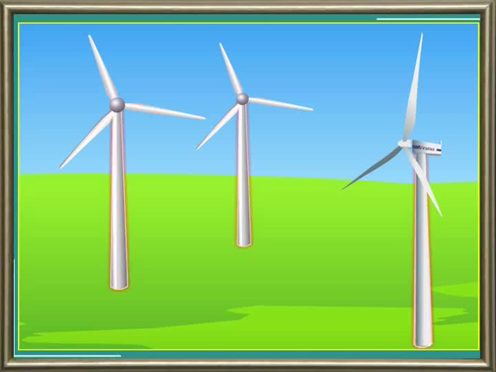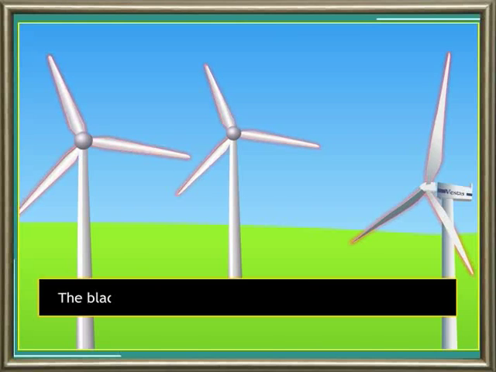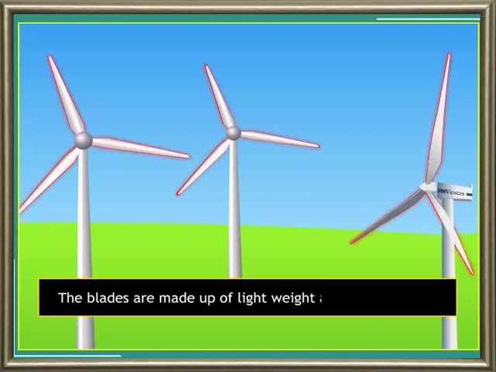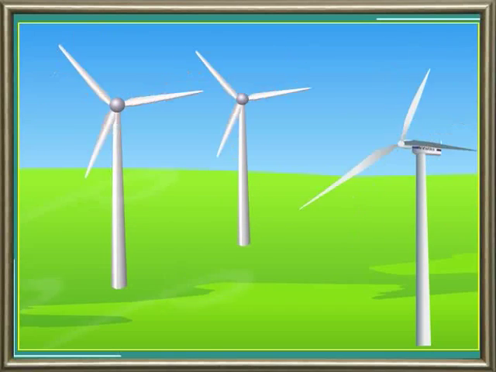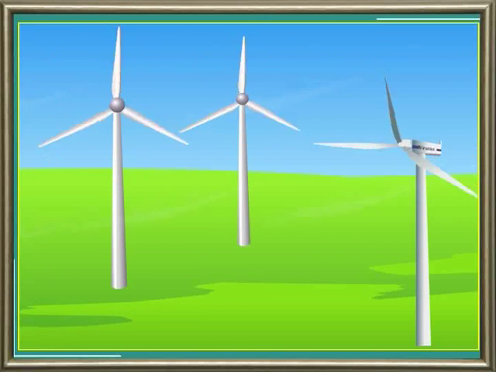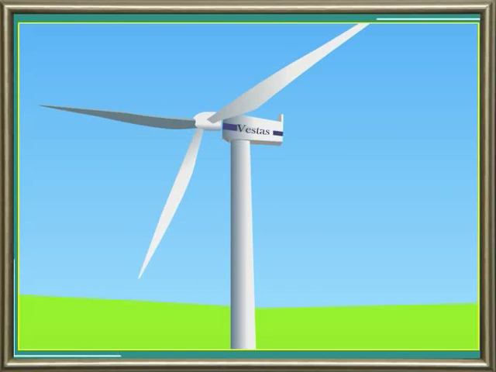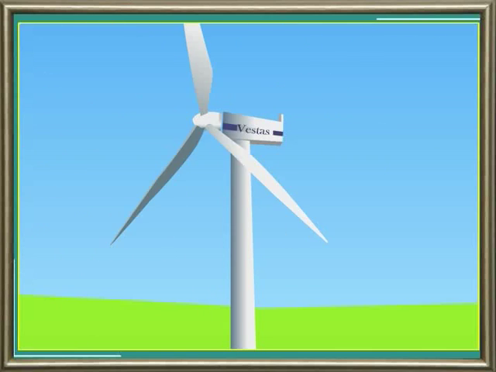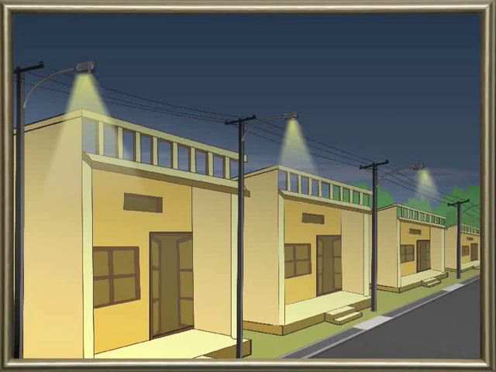Huge pillars are erected, and at the top 3 blades are fixed vertically. The blades are made up of lightweight and tough plastic. The blades rotate due to wind. This rotation produces energy in the generators to which the windmill is connected. The windmills are being used to pump water to run turbines for the production of electricity.